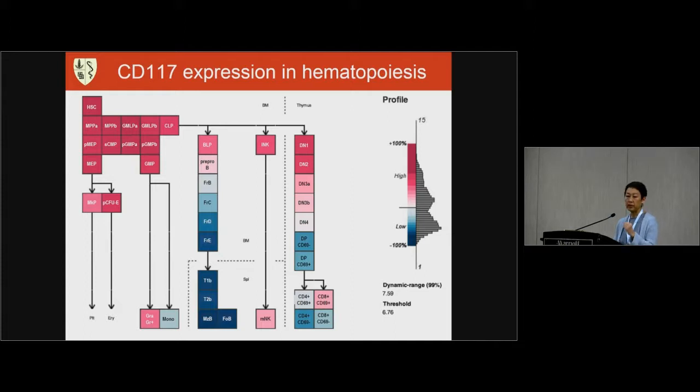And so pink means that the gene is highly expressed. And you can see here that SCID, CD117, is not only expressed on stem cells, it's expressed in these downstream progenitors as well. So when we use the antibody, we're targeting this population as well.